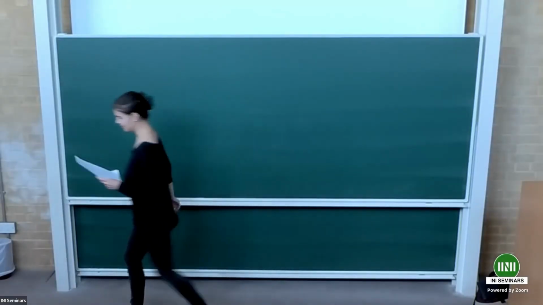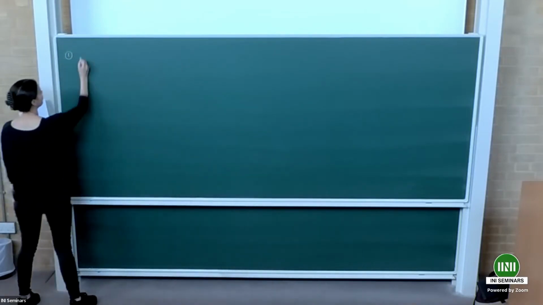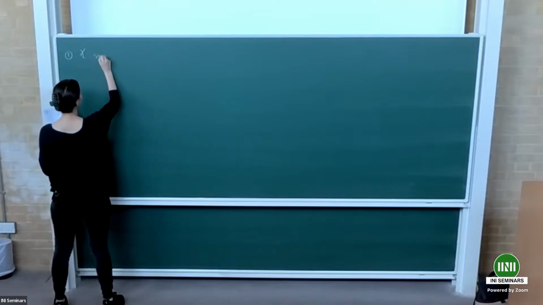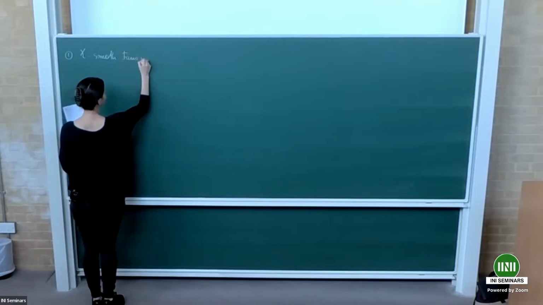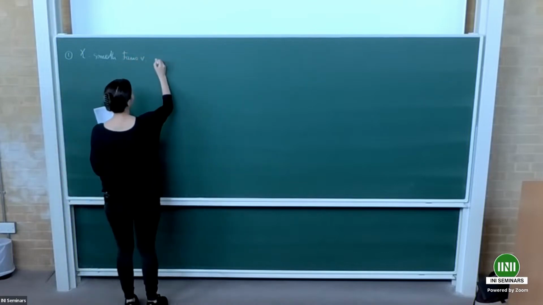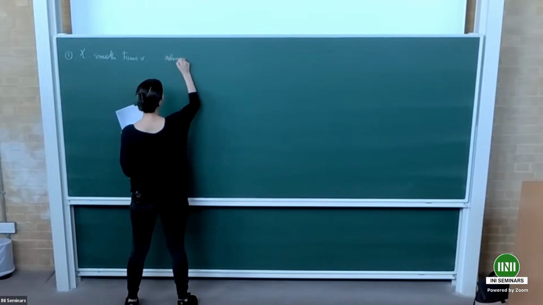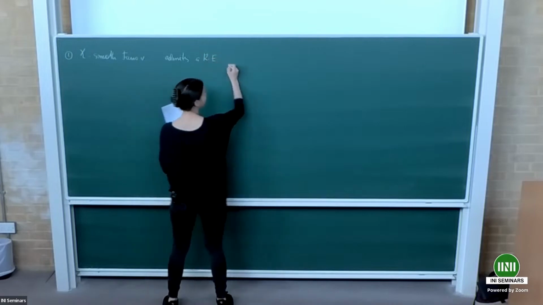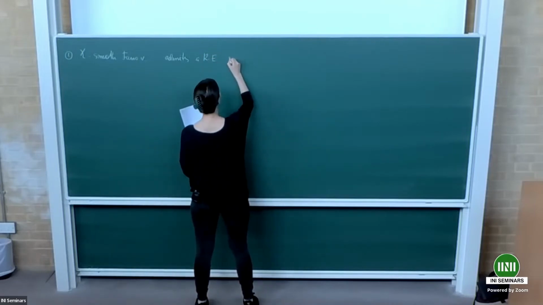Let's get started. So first, it's known that if X is a smooth Fano variety, then it admits a Kähler-Einstein metric. Another way to say it is, it is K-polystable.